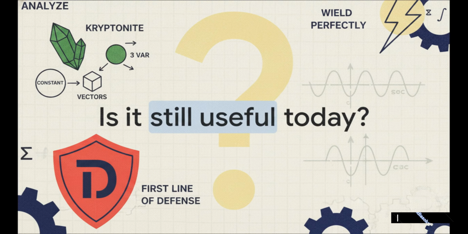It is your first line of defense to check the accuracy of your work. As long as you keep these limitations clearly in your mind, you'll be able to wield this mathematical superpower perfectly.